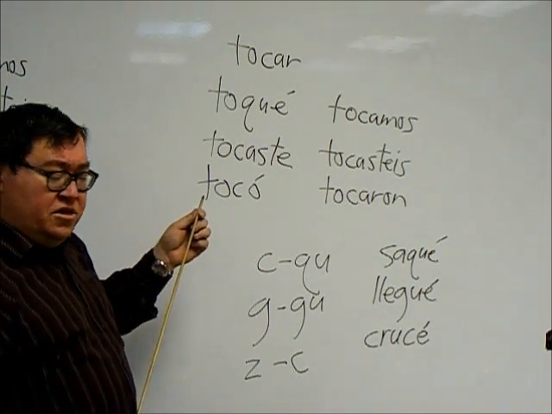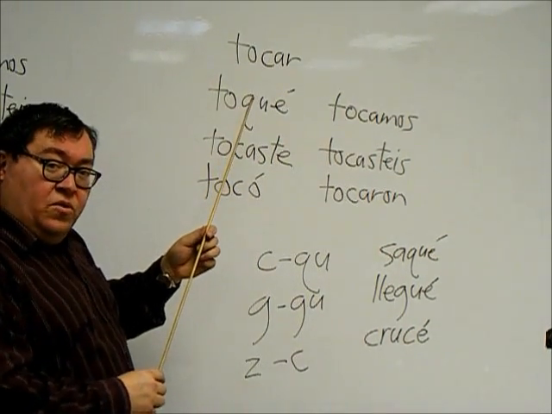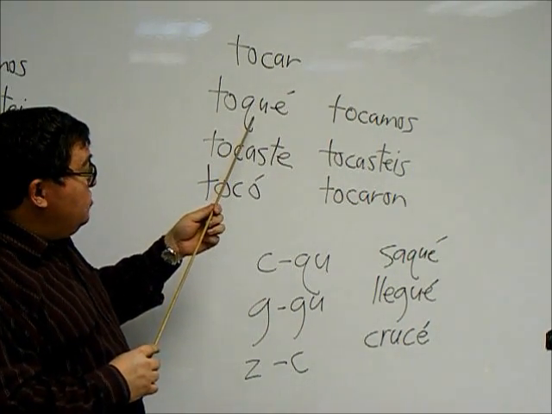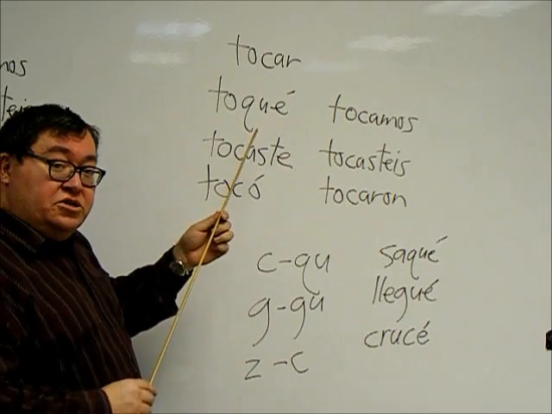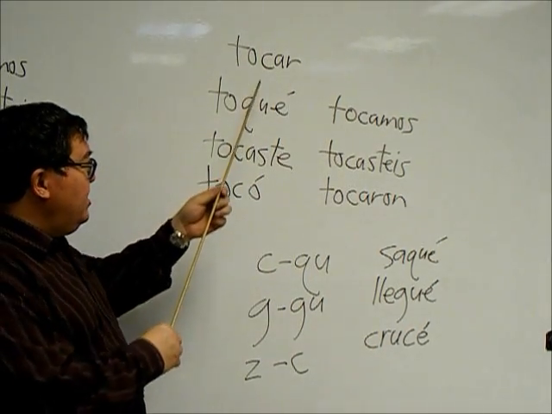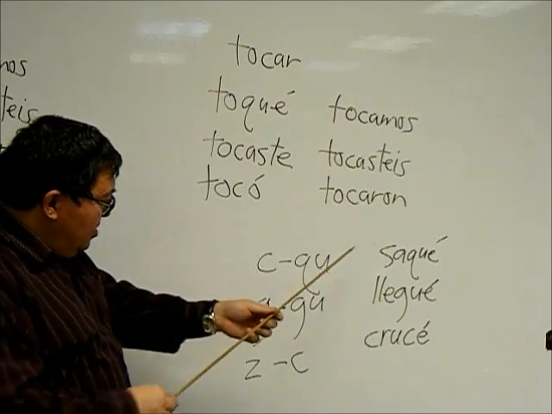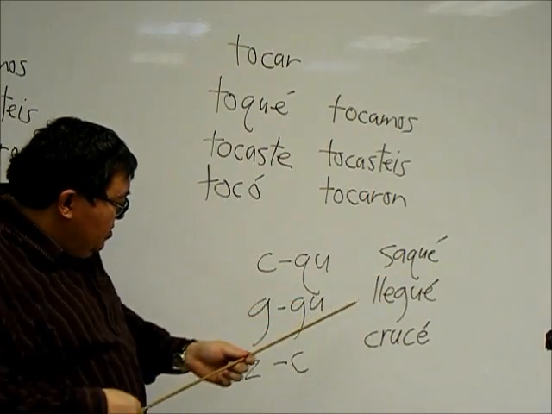If I follow that C with the E, it's not toqué, but it's tocé. It changes the pronunciation of the C. And I don't want tocé. I want toqué. So I have to spell it differently to make it be pronounced right. And that's true for verbs that end in CAR, GAR, and ZAR. Here's a CAR verb, that changes to QU to get toqué. And here's another verb, sacar, the yo form of that changes to QU.